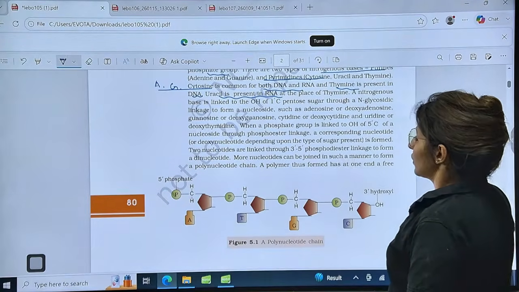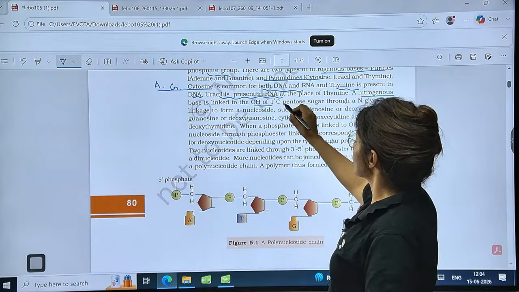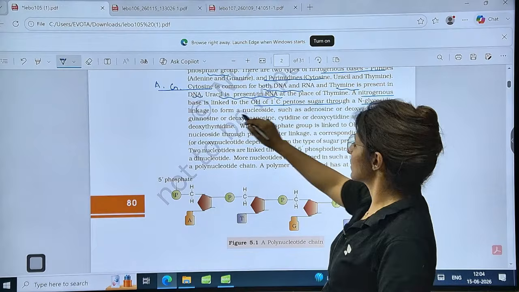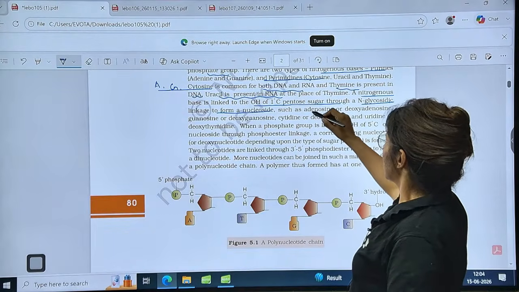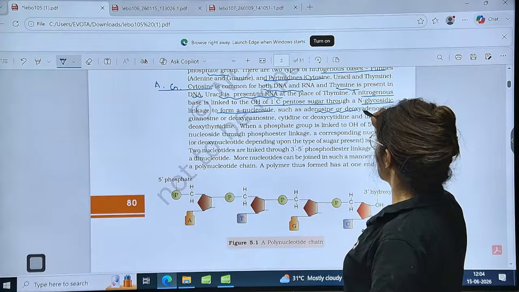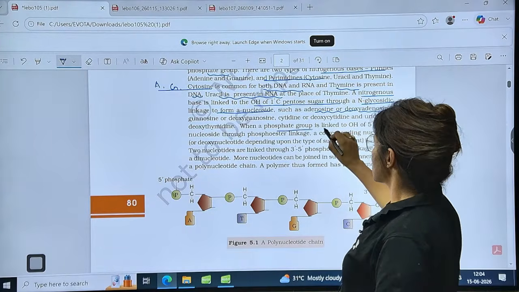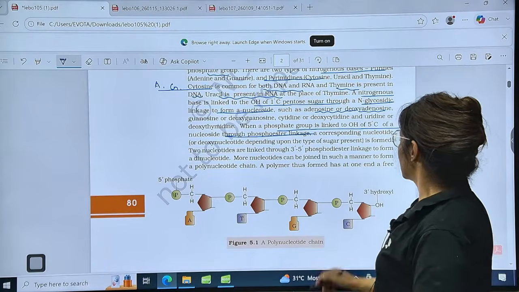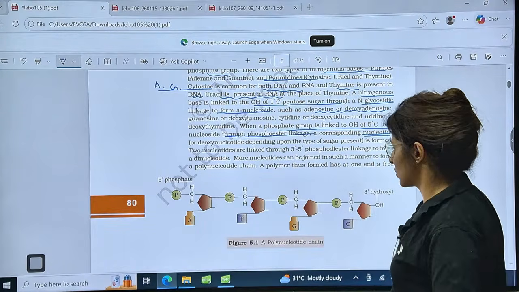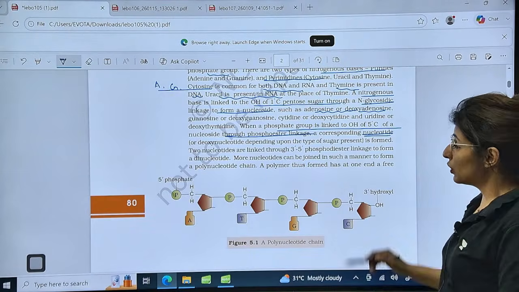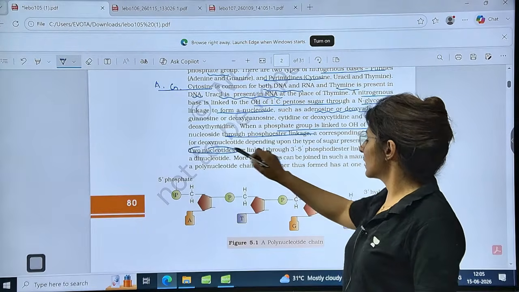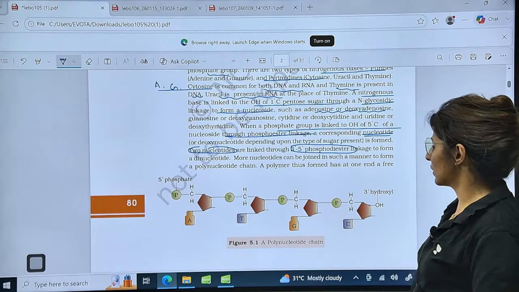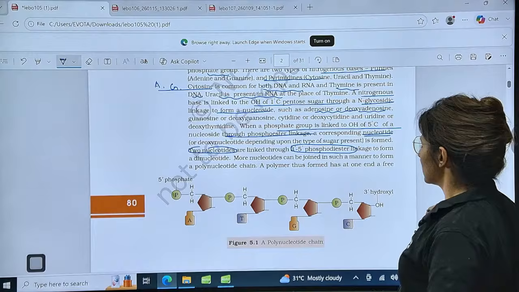Now, nitrogenous base is linked to OH of 1 carbon of pentose sugar through N-glycosidic bond to form a nucleoside, such as adenosine or deoxyadenosine and all these names. When phosphate is linked to OH of 5 carbon of nucleoside with a phosphodiester bond, it leads to a nucleotide formation, and you should know the names. Now 2 nucleotides are linked through 3-5 phosphodiester bond to form a dinucleotide, and many nucleotides will be joined in a similar way.